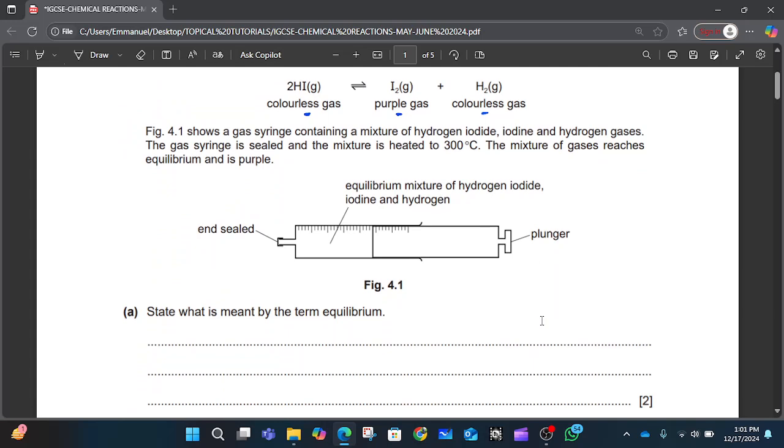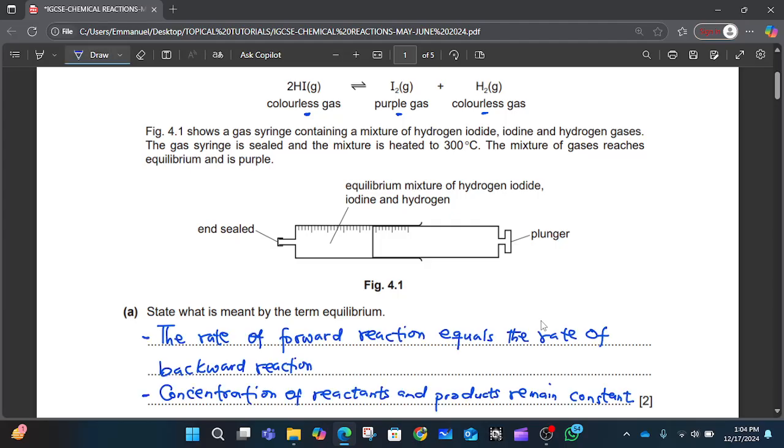A. State what is meant by the term equilibrium. When a reaction is in equilibrium, first of all, the rate at which the reactants react to give products is the same rate that the product will be converted back to the reactants. And also, the concentration of the reactants and the product do not change. So you have to say that the rate of forward reaction equals the rate of backward reaction, and also, the concentration of reactant and product remain constant.